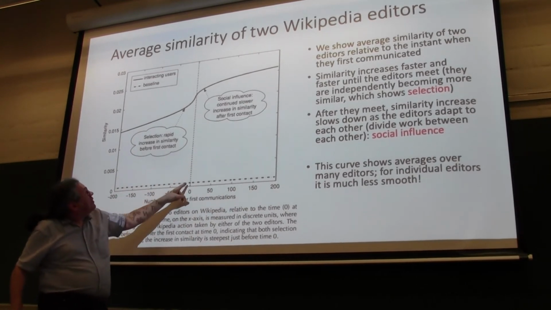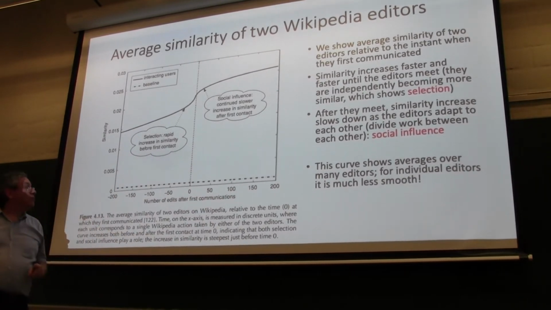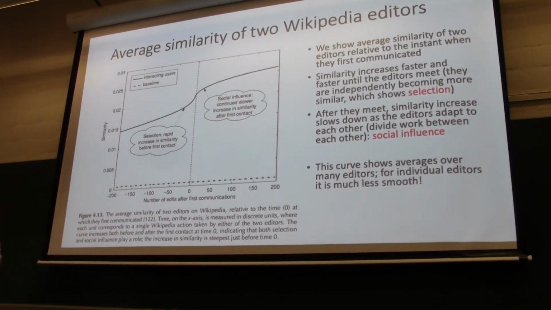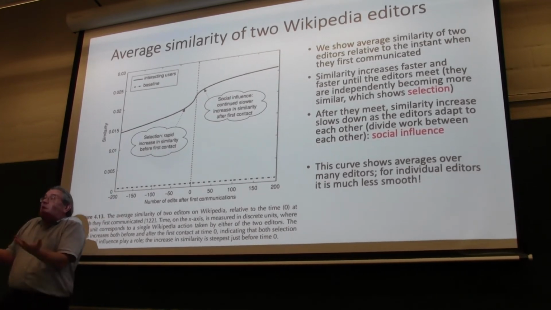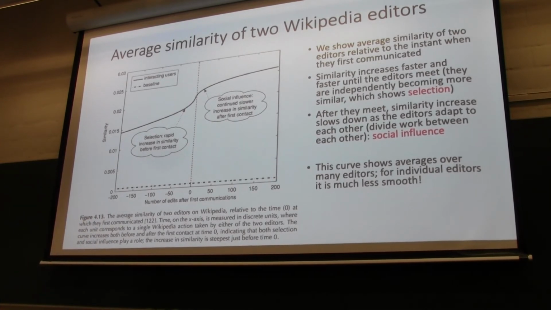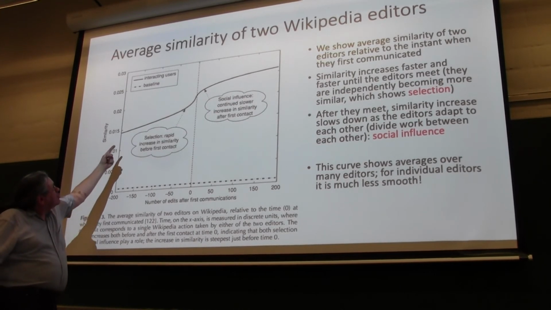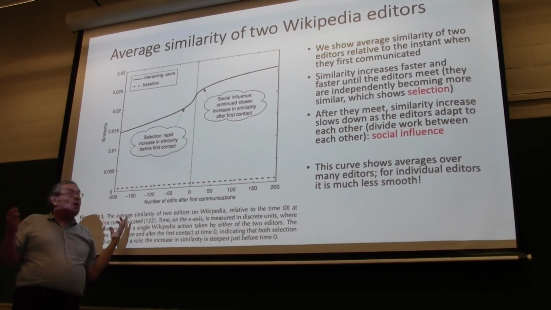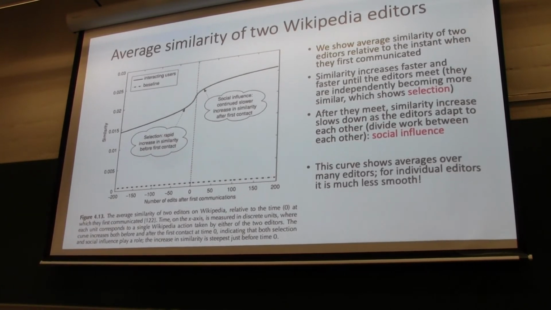All the change in similarity after the contact is due to social influence, and the change in similarity before the contact, because they did not know each other, could not be social influence. It's due to selection. It's due to their own thinking. So you can see what happens. The similarity is increasing, so they're getting more and more similar. Why is that? Well, because we know that at point 0 they're going to finally talk to each other.